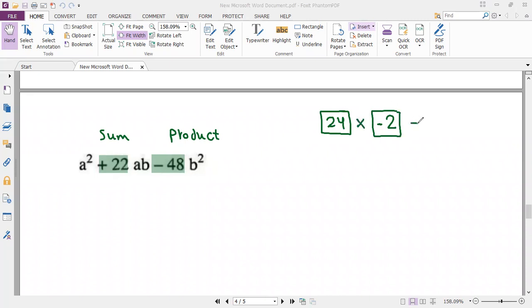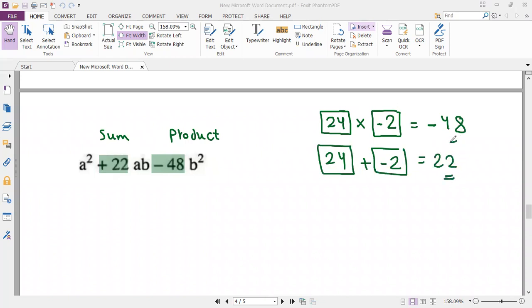When multiplying them, positive multiplied by negative is negative, and 24 times 2 is 48. And when adding them, 24 plus negative 2 equals 22. So I want to get two numbers, their product negative 48 and their sum 22. The two numbers are 24 and negative 2. And how can we factorize it?